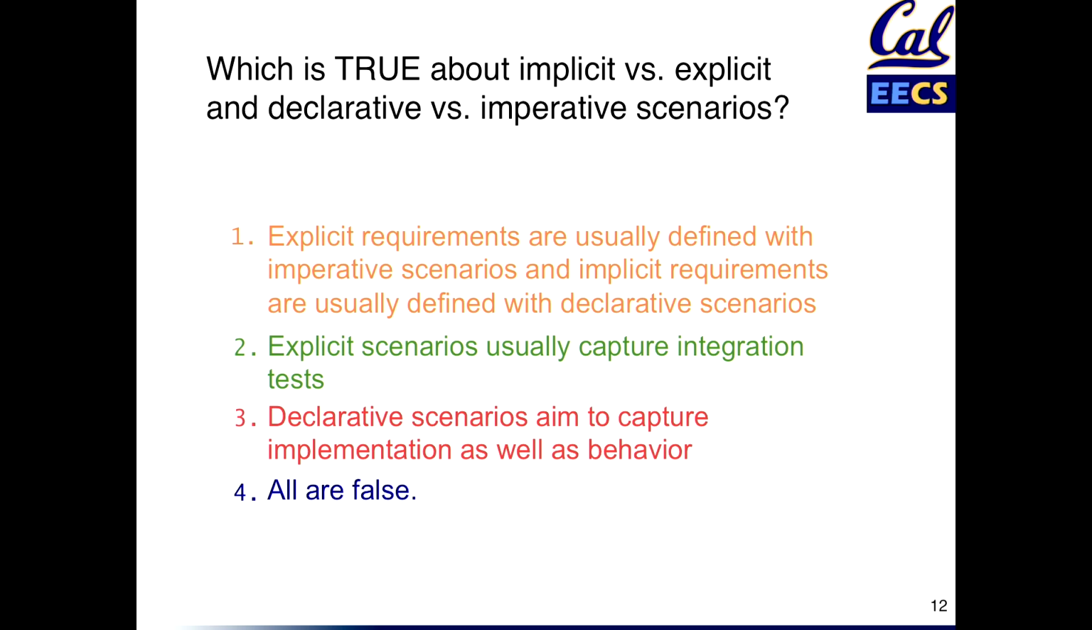Let me read this. What's true about these types of scenarios, implicit and explicit, and declarative versus imperative? Explicit requirements are usually defined with imperative scenarios, and implicit requirements are usually defined with declarative scenarios. Explicit scenarios usually capture integration tests. Declarative scenarios aim to capture implementation as well as behavior. All of these are false. Okay?